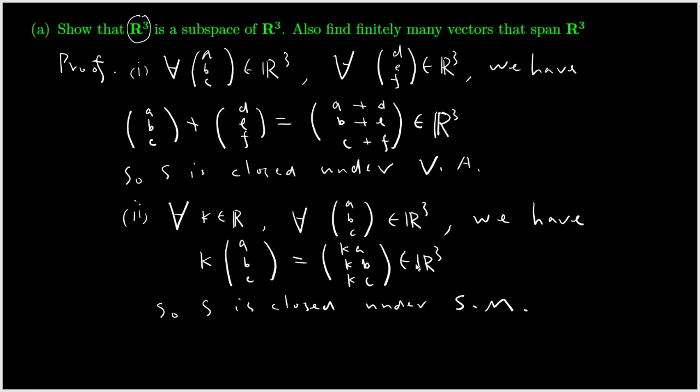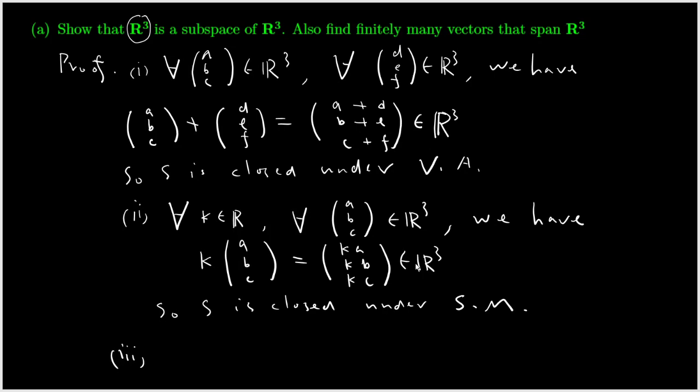Scalar multiplication. I'm going to use SM to denote scalar multiplication. That's the second condition. The third condition I want to verify is that the zero vector is in R3.